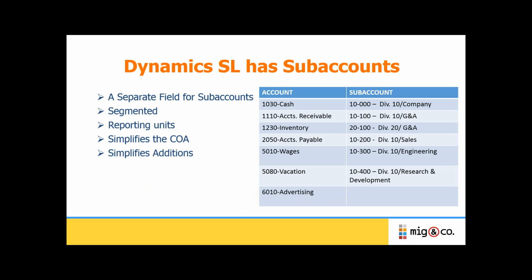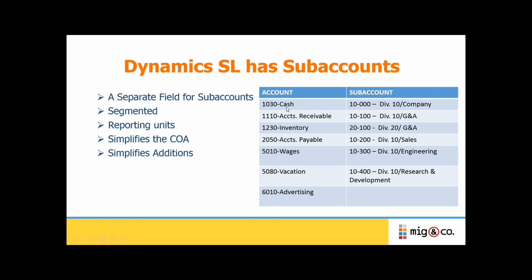So what I have here is a little diagram on the right. Dynamics has a sub-account that is a separate segment, a separate field from the account. In the chart of accounts on the right, here are some examples of what I'm showing. You'll see that the accounts listing is on the left and the sub-accounts on the right. We can use the combination of accounts and sub-accounts to keep our chart of accounts simple, but also give us the reporting requirements that we really need.